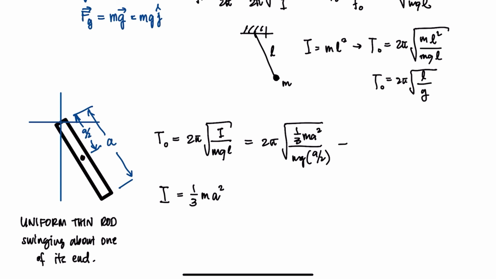This can be rewritten as 2 pi times the square root of 2a over 3g. This is the period of rotation of a uniform thin rod swinging about one of its ends, and it is the same as a simple pendulum of length 2/3 a. So that's it. This is a short introduction to the concept of the physical pendulum.